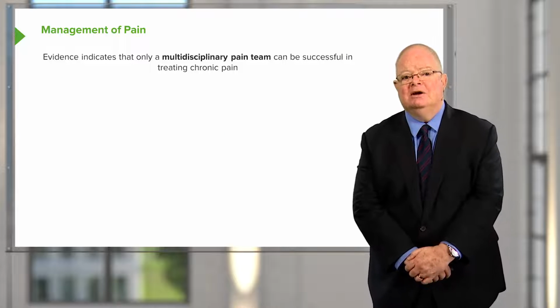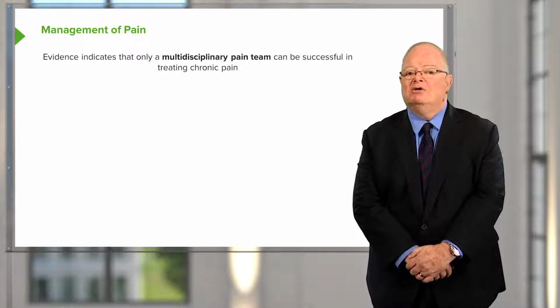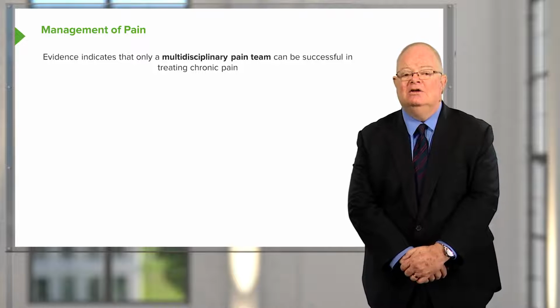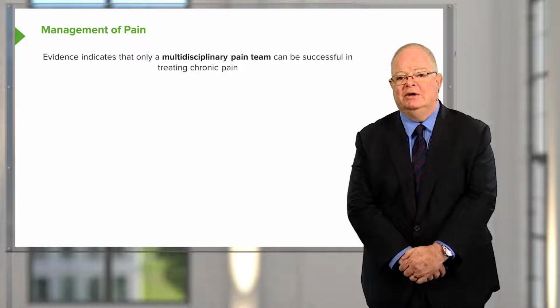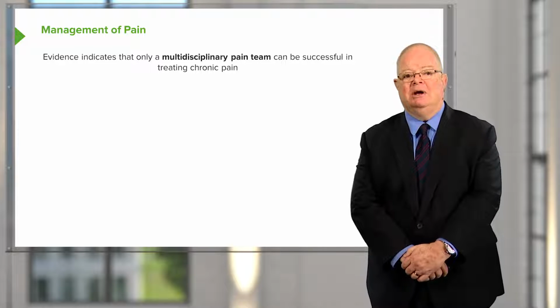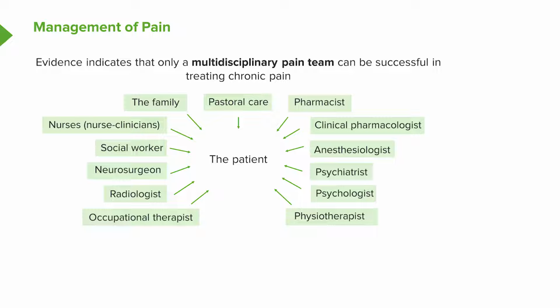So the most important thing that I can convey to you in this lecture is the importance of the pain team. The evidence on treatment of chronic pain has shown repeatedly that the only model of treatment that works consistently is a multidisciplinary pain team approach to care. None of us individually, none of the disciplines by themselves, are adequate to help people with chronic pain. The lead member of that team is the patient himself or herself, and included in this should also be the patient's family, loved ones, etc. Nurses, nurse clinicians, anesthesiologists, clinical pharmacologists, psychiatrists, physiatrists, physiotherapists, pharmacists, social workers, occupational therapists, radiologists, neurosurgeons, the family, as I've already mentioned, and pastoral care are all part of the pain team.